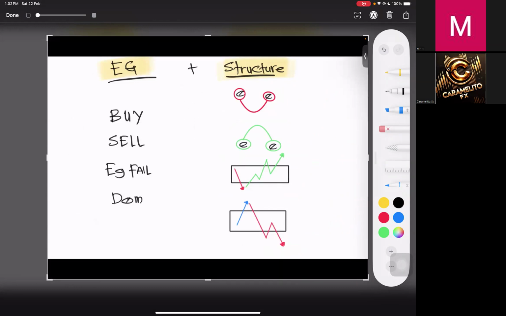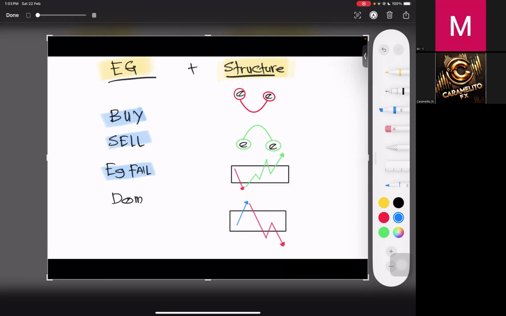So, Muhammad, tell me, do you have any problem identifying what is engulfing buy, what is engulfing sell? No, I don't have any problem. You don't have a problem. How about engulfing fail? I have a question about engulfing fail. Shall it have like two breaks? For example, when it creates engulfing fail, it breaks, for example, twice. I'm just asking. I'm not sure.